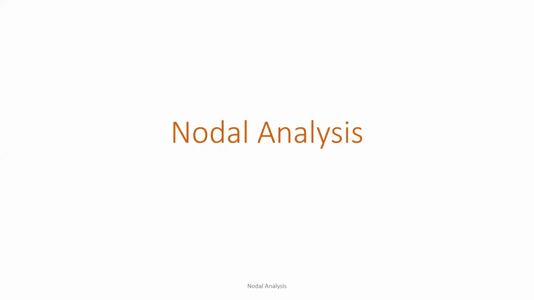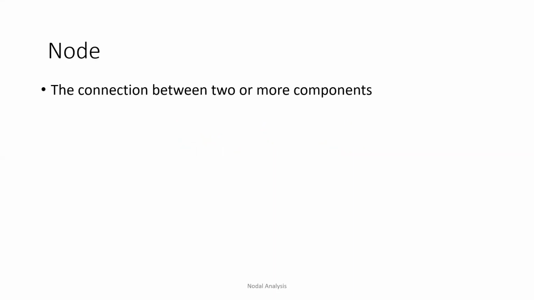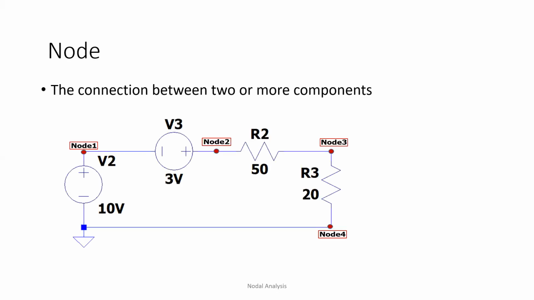Today, we will proceed with nodal analysis. First, what is a node? As a review, it is the connection between two or more components. Previously, you have this example. This circuit is a series circuit involving four components: two voltage sources and two resistors.